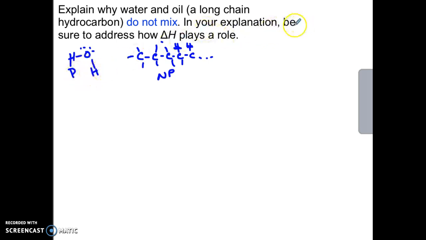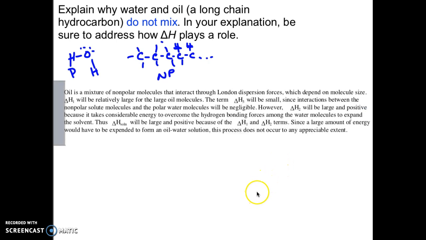In your explanation, though, I'd like for you to address how that delta H plays a role based on the solution process we just had talked about. How is it that these do not mix? I'll ask you guys to pause right now to think about that. And once you have an answer, turn on the play button and we'll continue. Okay, so how would you answer this question? How would you answer this question with respect to thinking about delta H?